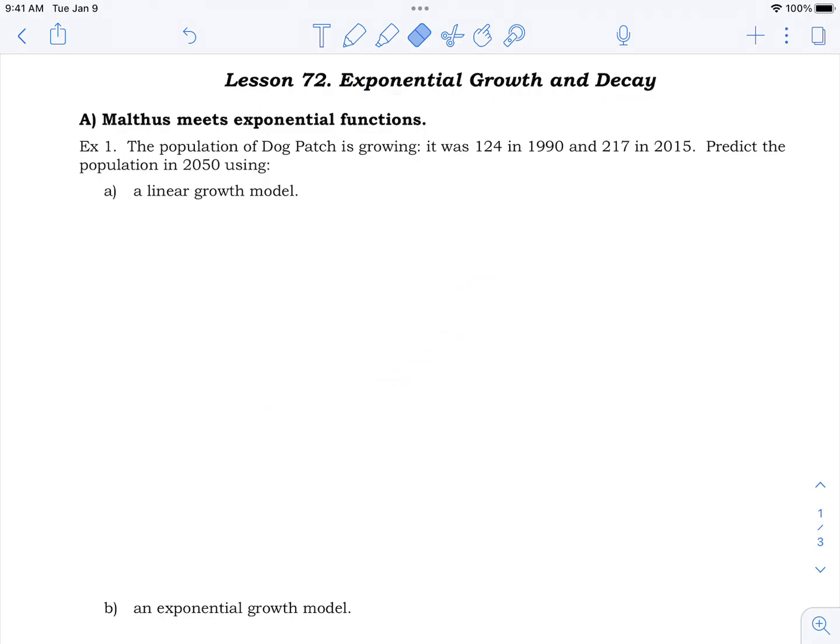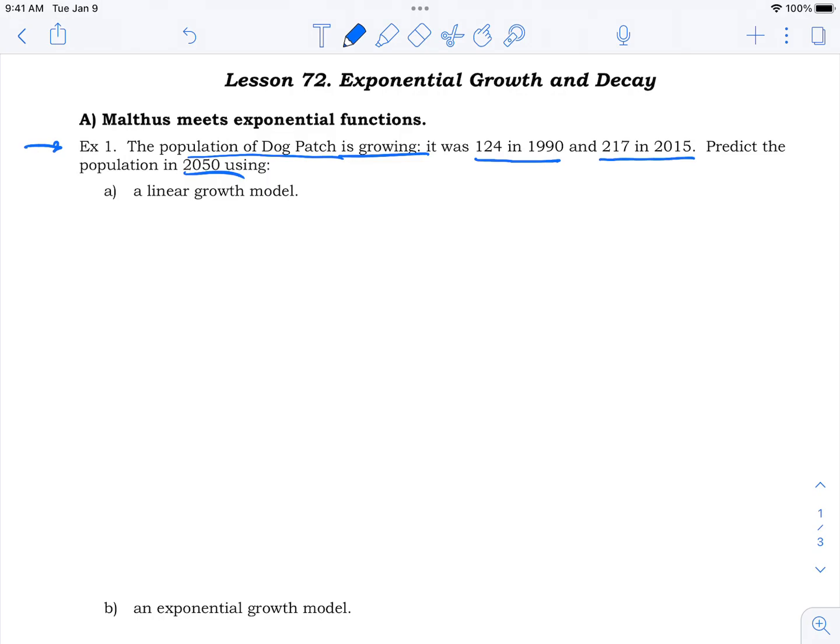So let's take some of our college algebra tools and methods that we've been patiently building up for the past few weeks and put them to use. First, on a population problem. The population of Dogpatch is growing. It was 124 in 1990, and there's plenty of space, plenty of food, and so on. It was 217 when we got to the year 2015. So what's the population going to be in the year 2050?